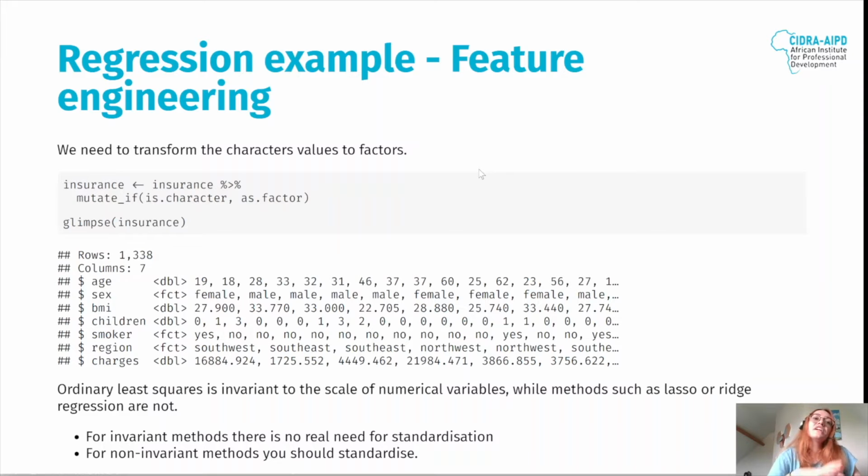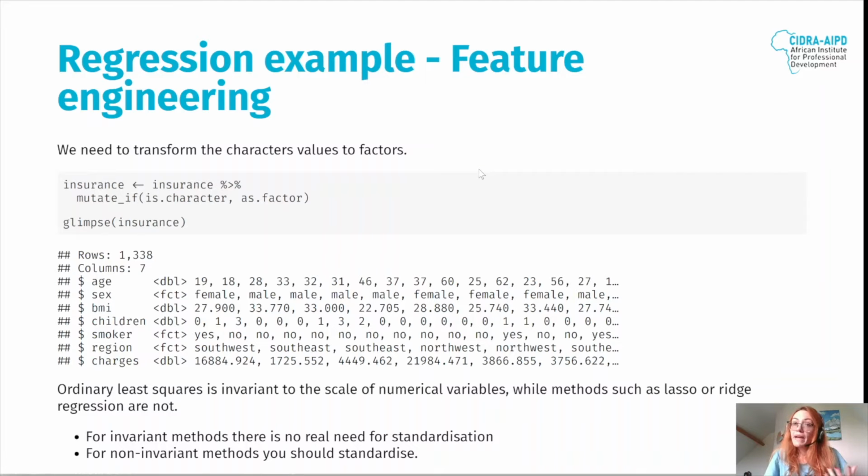We are not gonna change the range of the numeric variables, because ordinary least squares kind of models, like the linear regression one, are invariant to the scale of numeric variables. So you don't need to transform because the difference in ranges is not going to have an impact on how the variables are going to be used by the model.